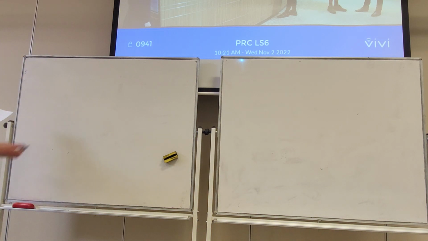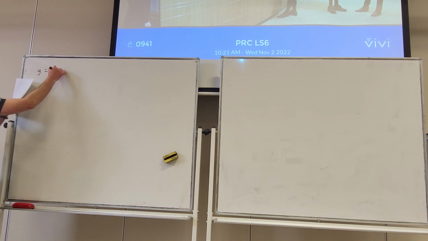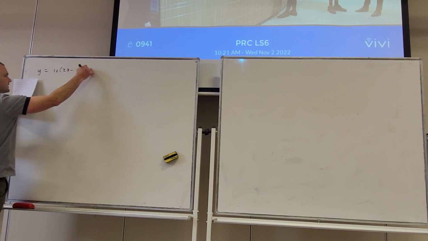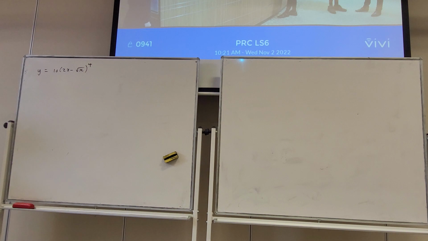Okay, so we've got some derivatives to do. We've got the first function here, 10 times the square root of 2x to the power of 4. So this is going to be the chain rule. We have a function of x to the power of n.